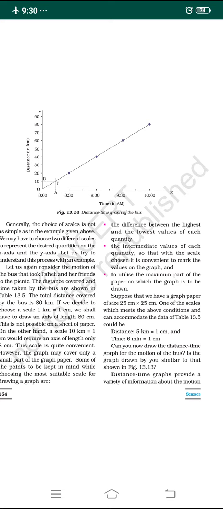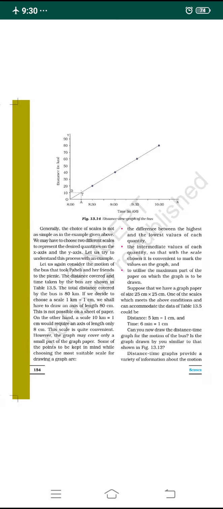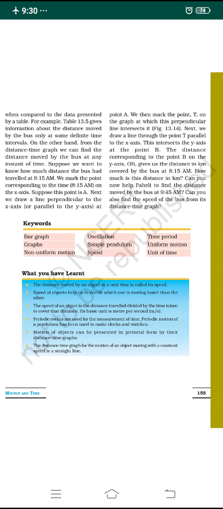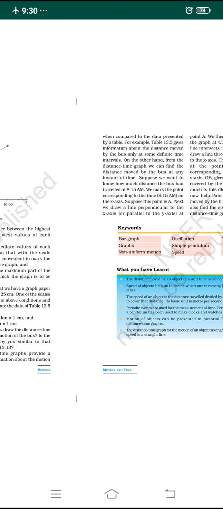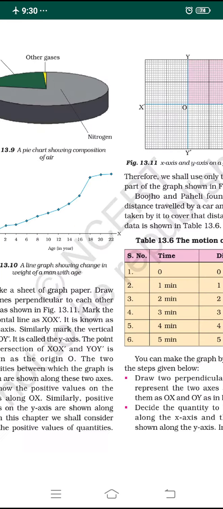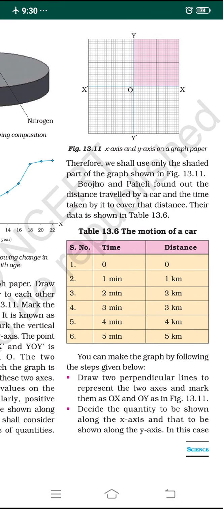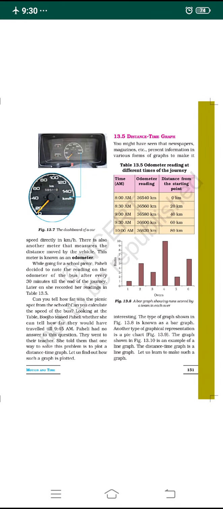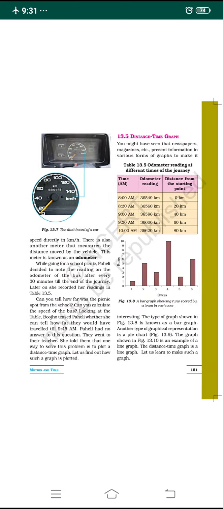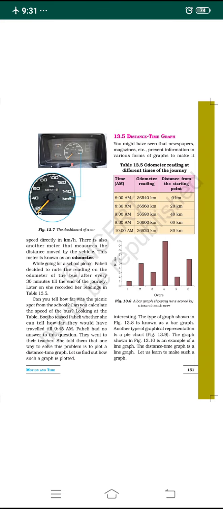The distance-time graphs provide a variety of information about the motion of an object when compared to the data presented in a table. Figure 13.5 gives the information about the distance moved by the bus only at some definite time intervals. Look at figure 13.5 here. You can see the distance traveled by the bus at different times is given here.